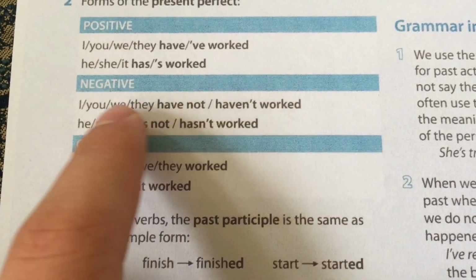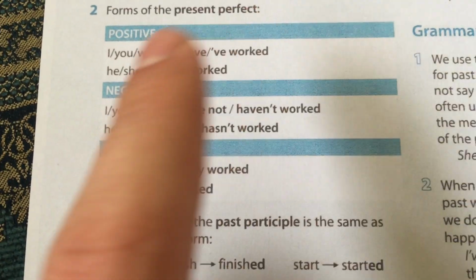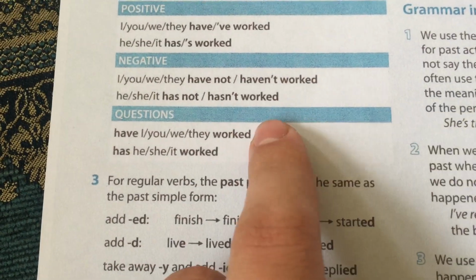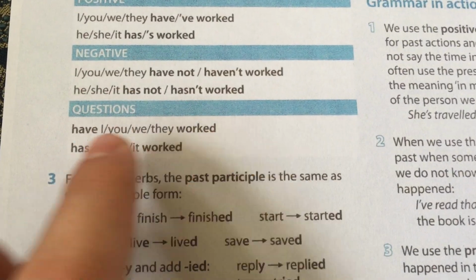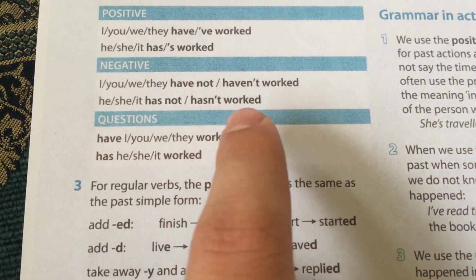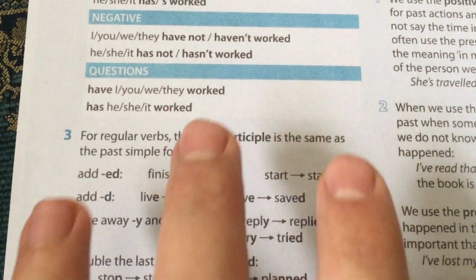Negative. I haven't worked, you haven't worked, we haven't worked. He hasn't worked, she hasn't worked. So for negative, he, she, it, we need hasn't. For questions, have I worked? Have you worked? Have we worked? And so on. Has he worked? Has she worked? And so on.